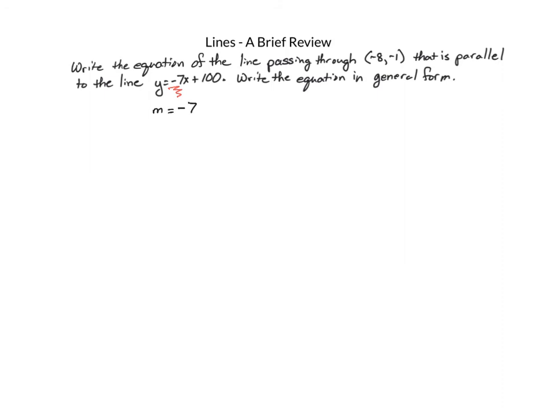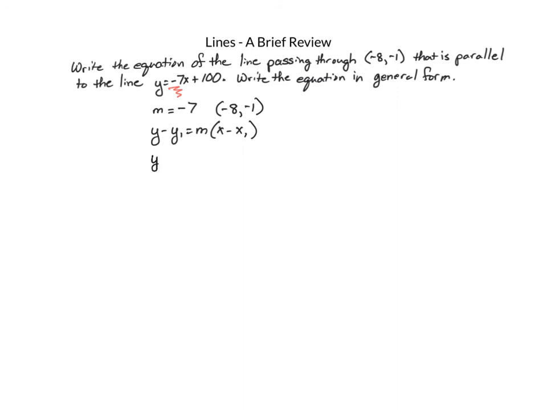And we know it passes through the point -8, -1. So to write the equation of the line in point-slope form, we'll use y minus y1 equals m times x minus x1.